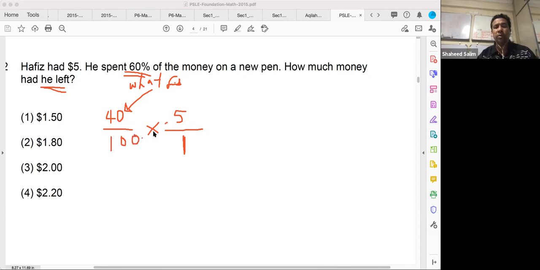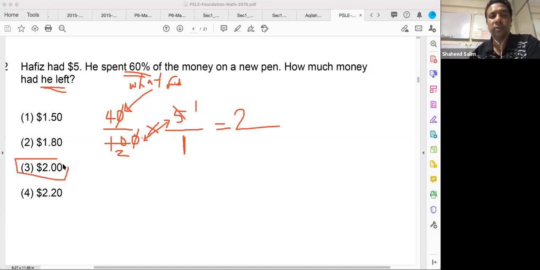These two will always correlate. That means they will always be linked. $5 is 100%. Then you can use this to find out. Okay, divide by 10, divide by 10. Divide by 5, you get 1. Divide by 5, you get 2. 4 divided by 2, answer is 2. $2. What's left?